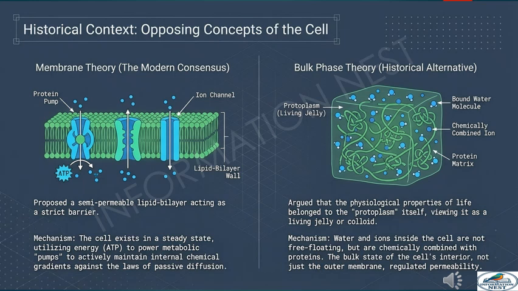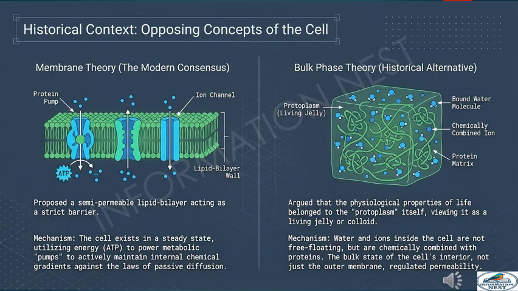But look at the right, that's the bulk phase theory. Back in the day, scientists thought the whole cell was just a giant, sentient bucket of living jelly called protoplasm. They thought everything was just stuck together in a permanent hug. We went from the blob to Cyberpunk 2077 in about 100 years.